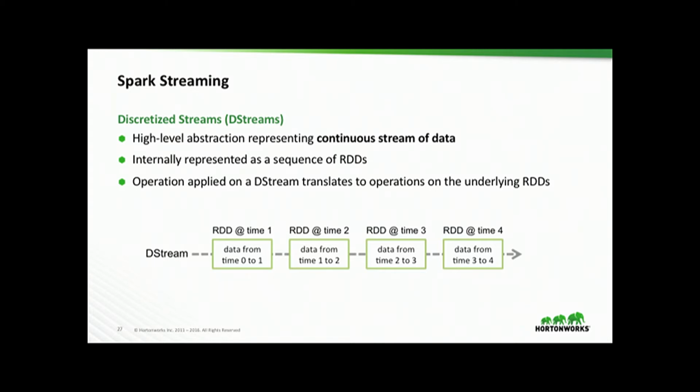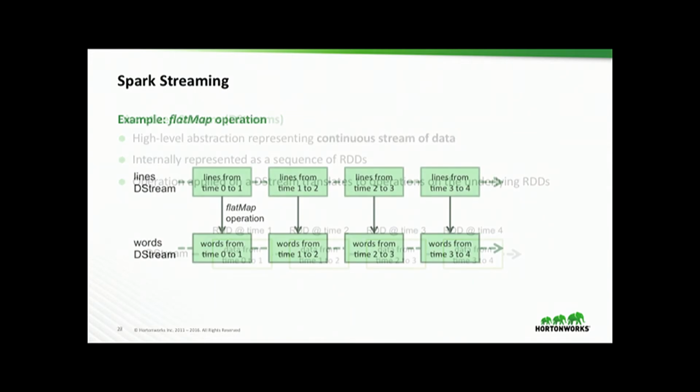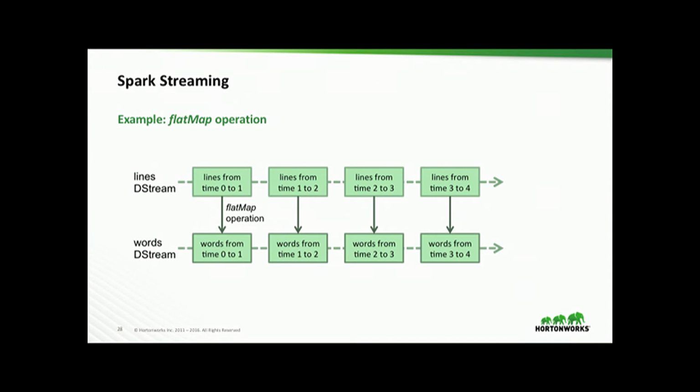So again, it's basically the discretized stream, and it goes: RDD at time 1, RDD at time 2, and it chunks the data up for those time ranges. For example, the flatMap operation, which many of you are probably familiar with, takes lines of data from time 0 to time 1 and applies it on every single batch. So you have these batches, it processes them, and it outputs the transformed information.